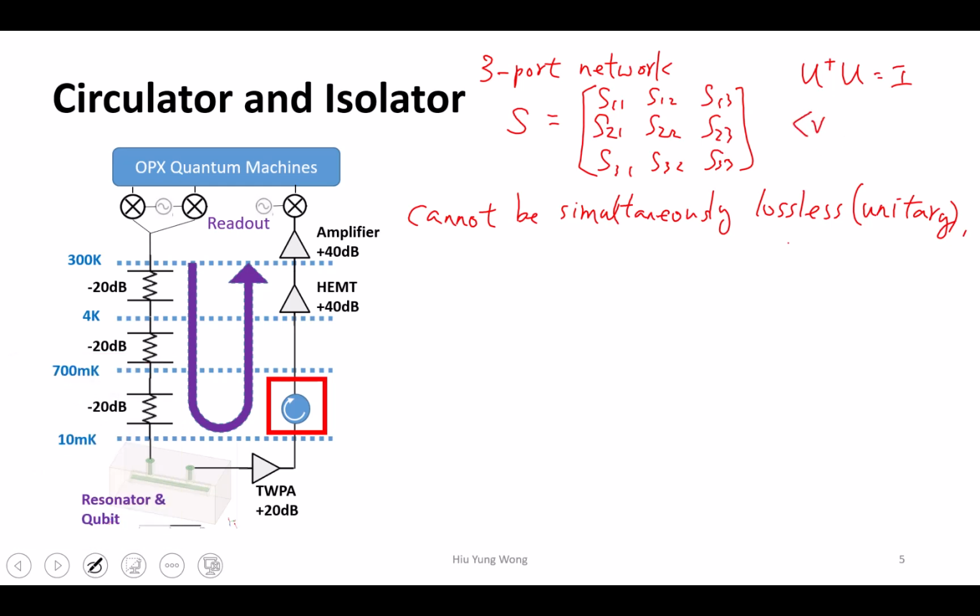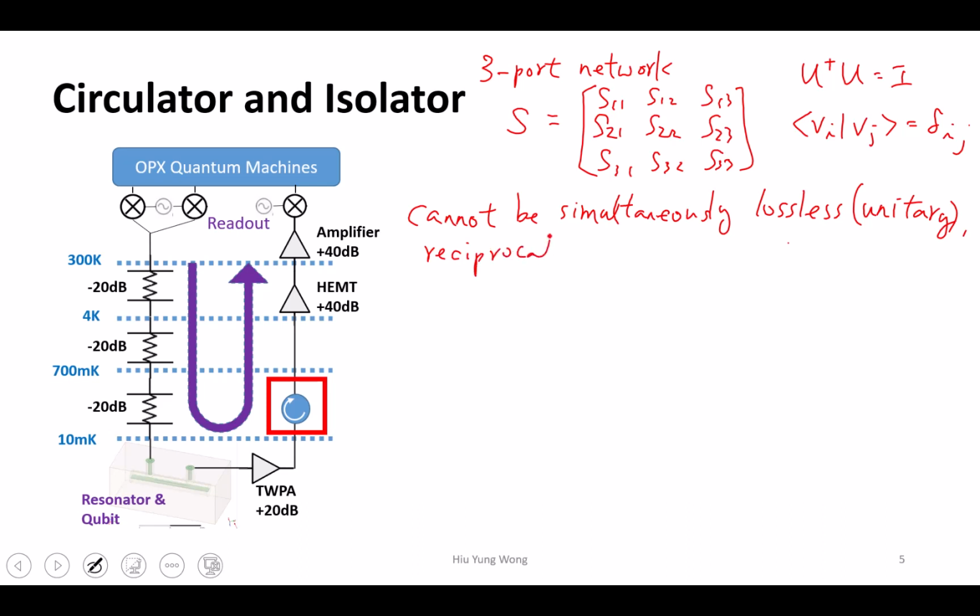So this is also like a review. Although this is for the scattering matrix, unitary is still the same, equal to delta ij. If you're on the same row, then it is unit length. If different row, different column, then they are orthogonal to each other, right? You cannot be simultaneously lossless and reciprocal.